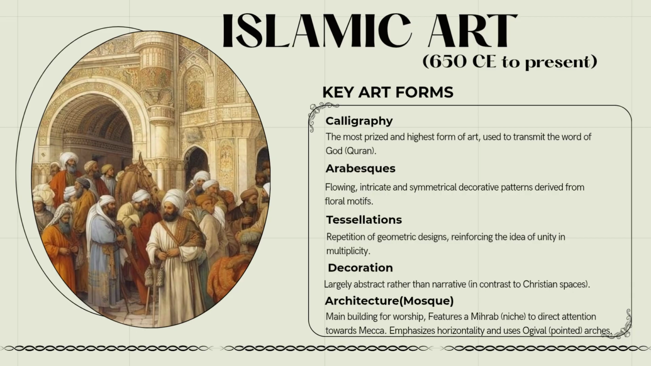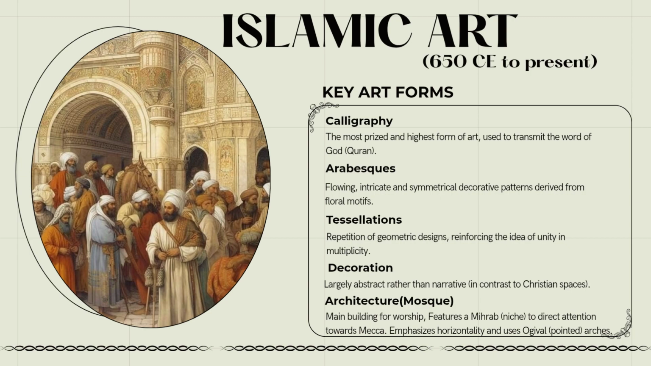Next is Islamic art, which is considered one of the highest forms of art because it was used to transmit the words of the Quran. Key characteristics include calligraphy, arabesques, which are flowing and symmetrical floral patterns, tessellations, using repetitive geometric designs, decorative art that reflects unity, Islamic architecture, especially mosques with mihrabs and pointed ogival arches. Islamic art is largely abstract and avoids narrative images, in contrast to Christian art.